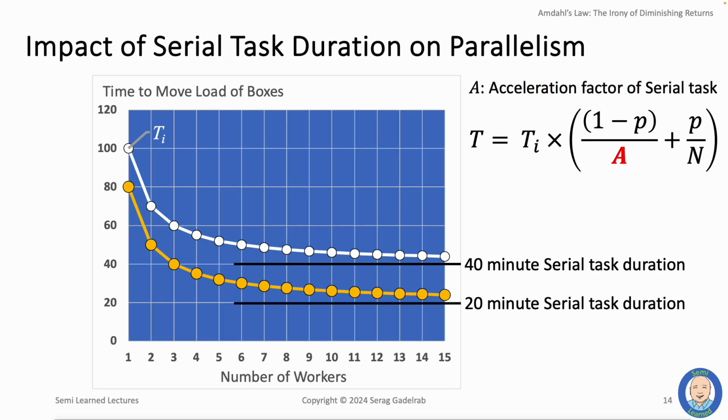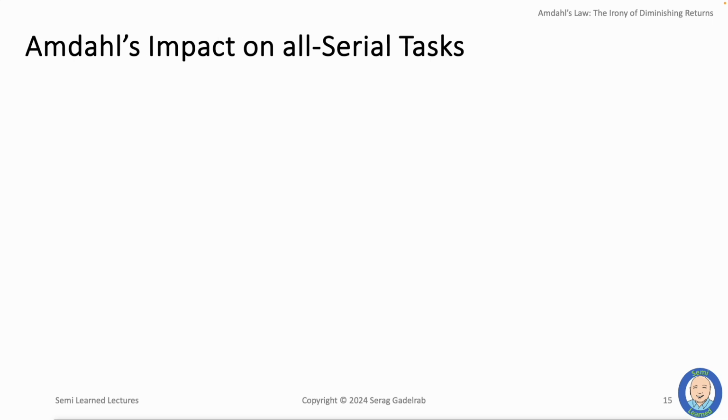And the third conclusion of Amdahl's law is that when the serial task is shorter, that is the orange line, the impact of adding parallelization becomes more pronounced and effective. And this comes as no surprise, because if the overall time was dominated by the parallelizable portion, then adding more parallelism will have a significant initial impact on reducing the overall duration.